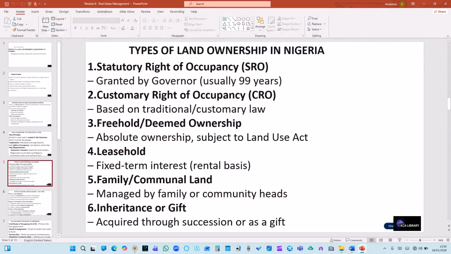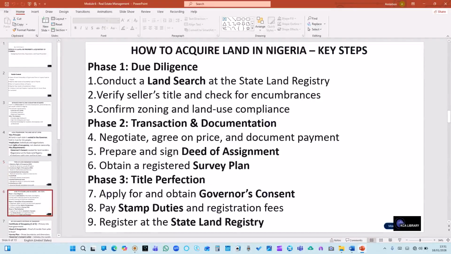We have family and communal land, which is land managed by the family or community head. Then we have inheritance and gift, which is acquired through succession or as a gift. So these are types of land ownership in Nigeria. Having known that, let us look at how to acquire land in Nigeria. That is the key steps that one must follow to acquire land in Nigeria.